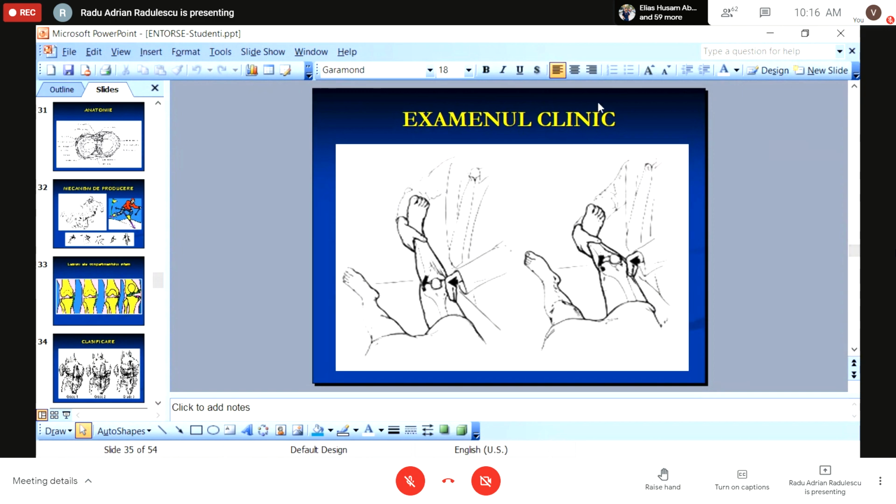First of all, like you can see here, with the patient supine, we grab with one hand the leg and with the other hand the thigh, the distal third of the thigh of the patient, and we try to put the knee in a forced valgus position. If this valgus position is possible, it means we have a lesion of the medial collateral ligament.